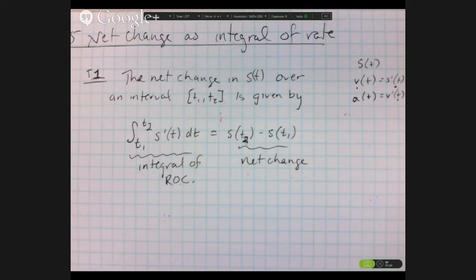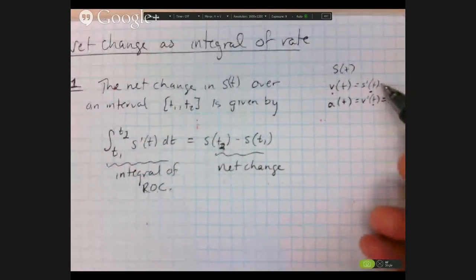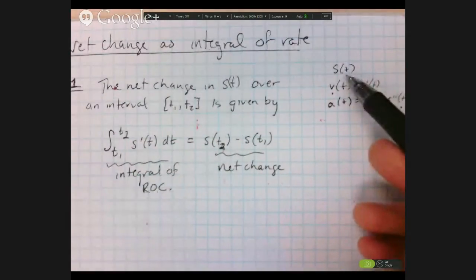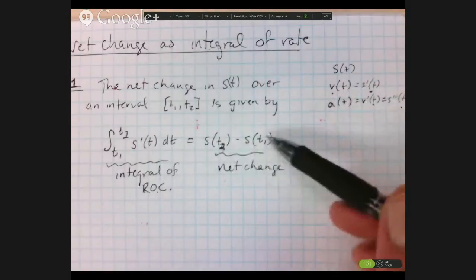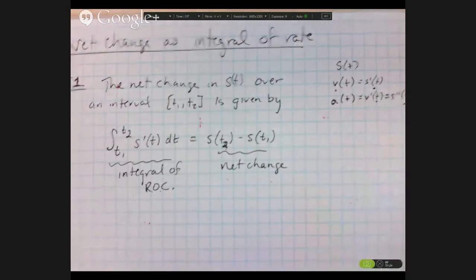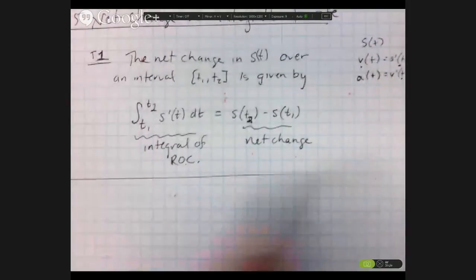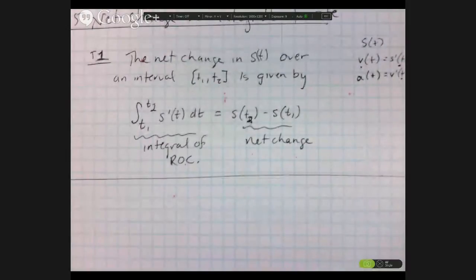No, because if you look at the way we defined it over here, it's little s of t. Position function is little s of t from S prime. Okay, so, all right. Let's do something here.